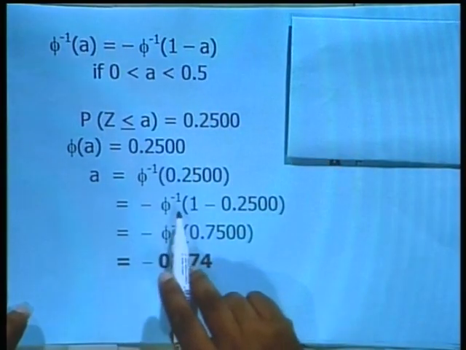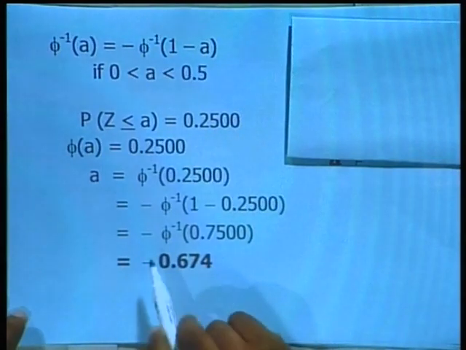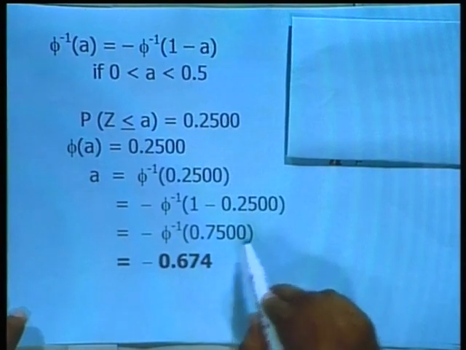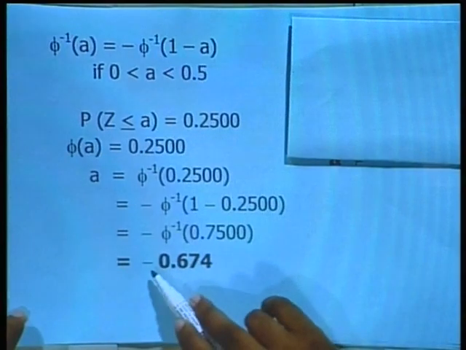So it becomes minus phi inverse of 1 minus 0.2500, which is minus phi inverse of 0.7500. This we can find from the statistical table in order to obtain minus 0.674.